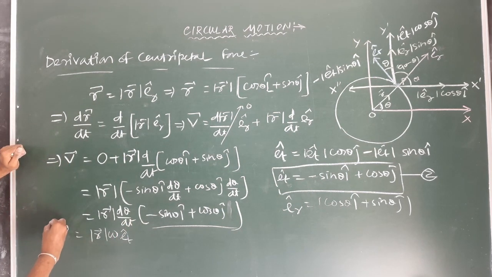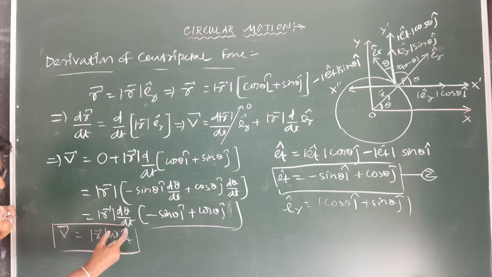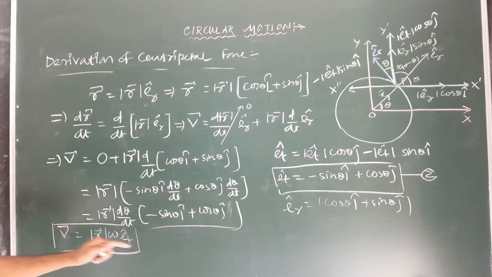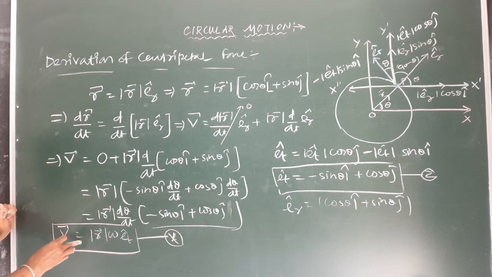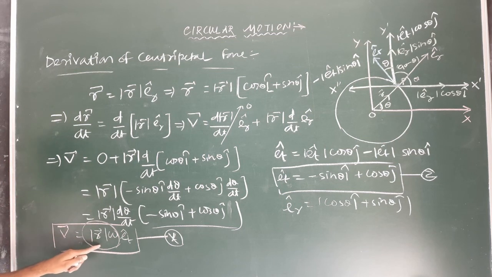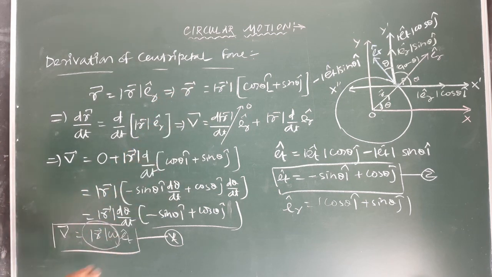So the linear velocity is equal to how much? R omega, where R omega is the magnitude of the linear velocity, and Et cap is the unit vector along the tangential direction. That means we already found the linear velocity of the particle executing circular motion. Its magnitude is equal to R omega, where R is the radius of the circular path and omega is the angular velocity, and its direction is always tangent to the circular path, because this is the unit vector along the tangential direction.